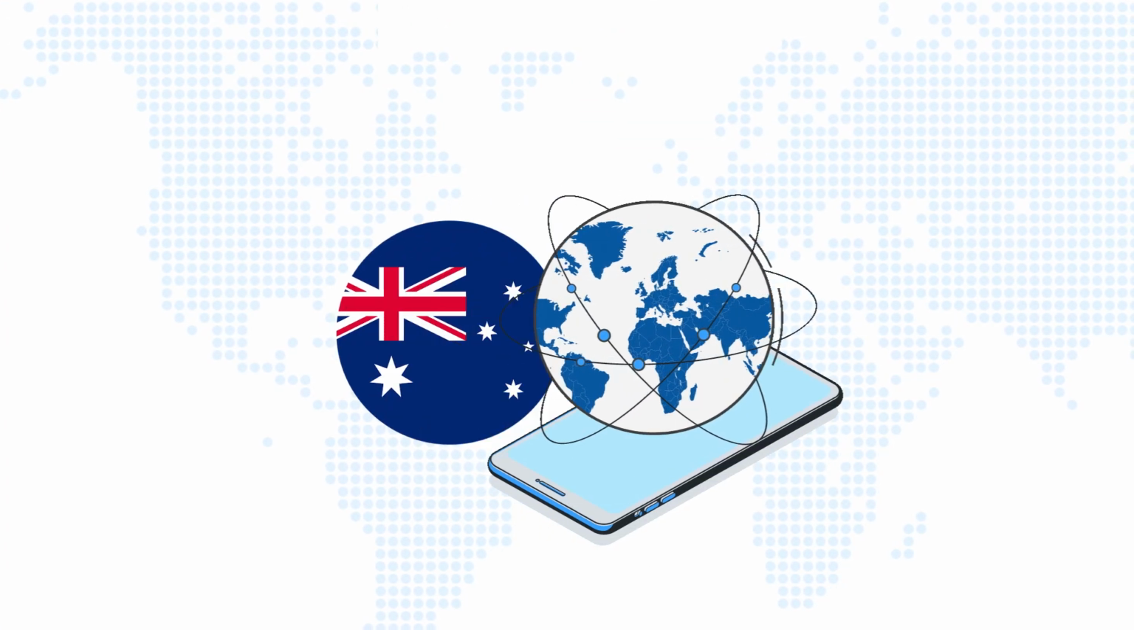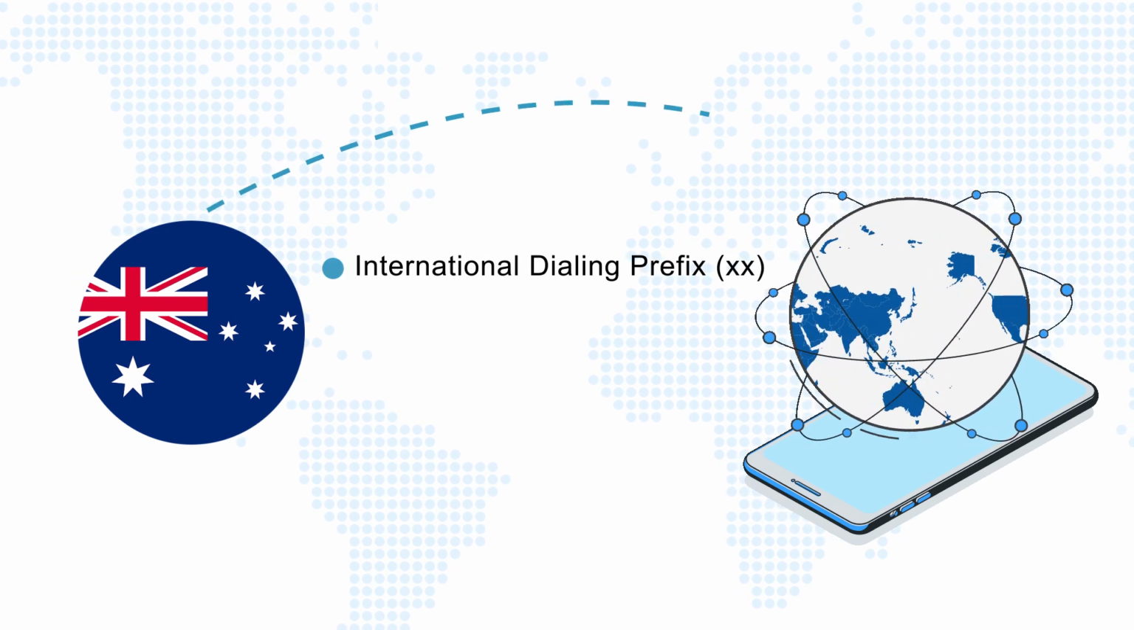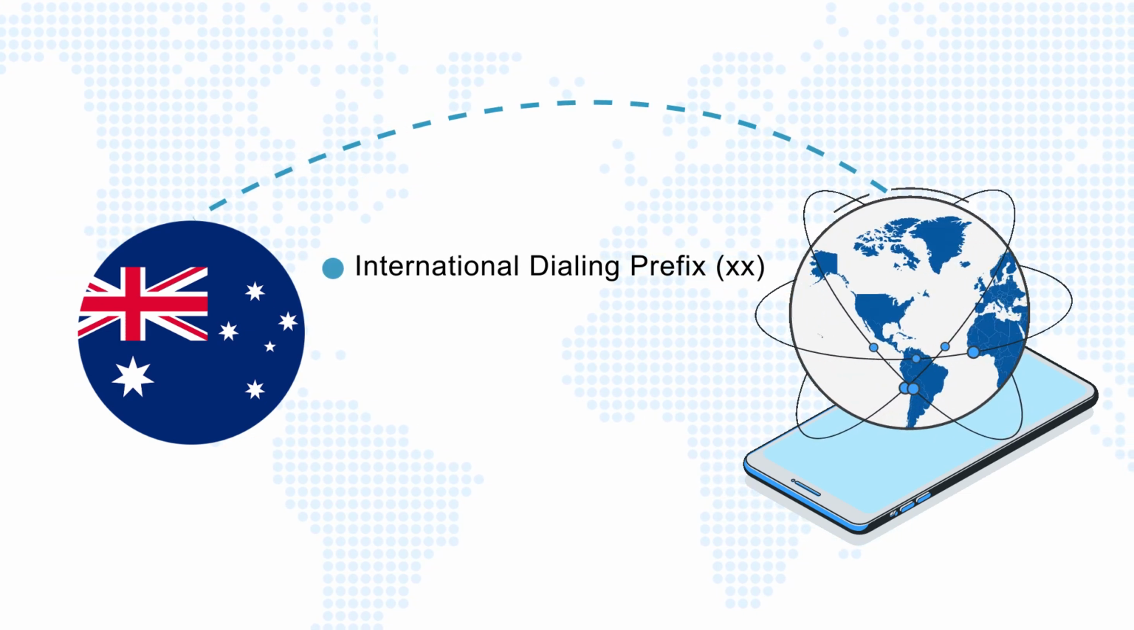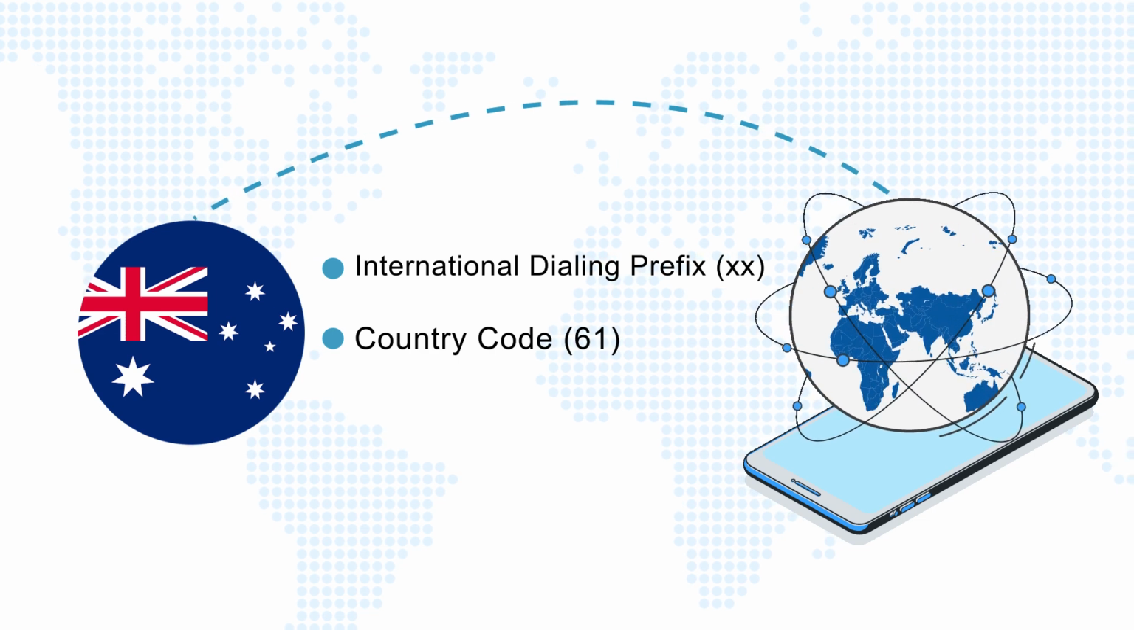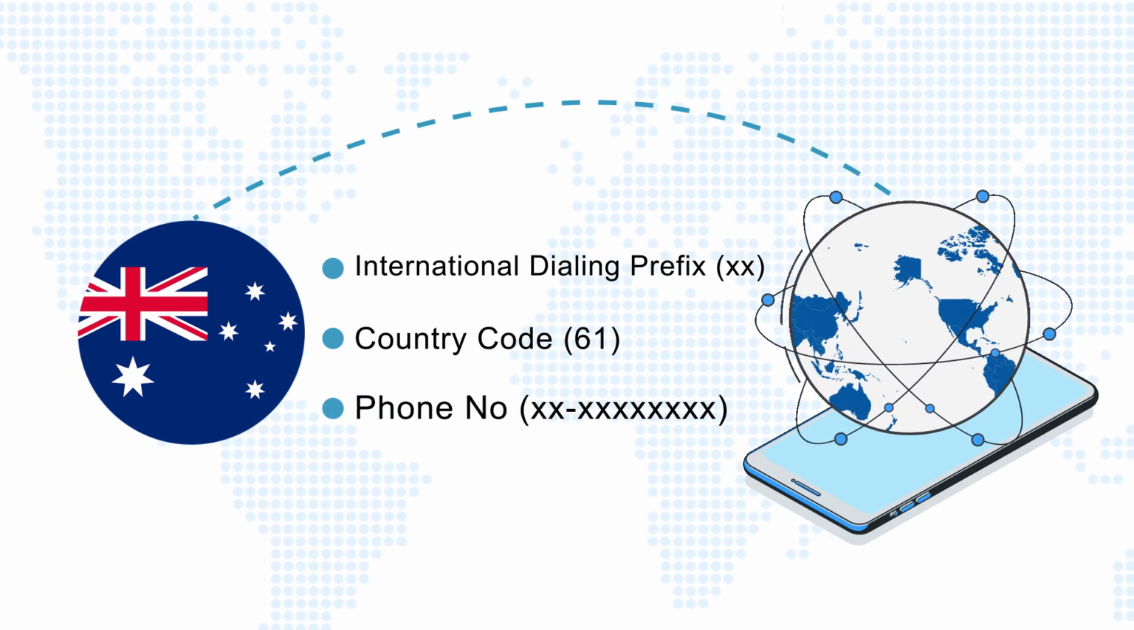For international calls to Australia, you'll need to dial the International Dialing Prefix, IDP, followed by the country code, 61, and then the 10-digit phone number.